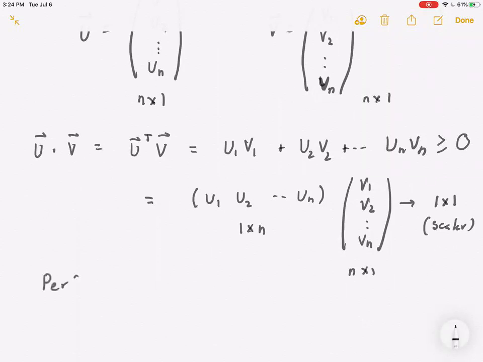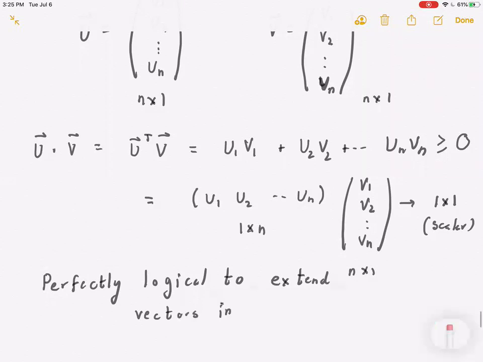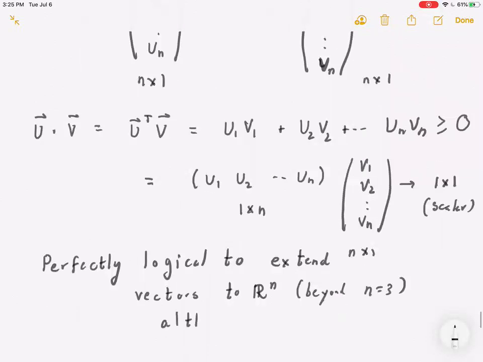So it is perfectly logical to look at vectors as creatures that exist in higher dimensions, 4, 13, 79, going beyond n equals 3, although our brains cannot visualize them.